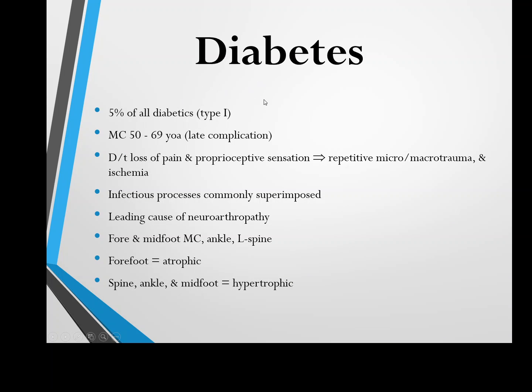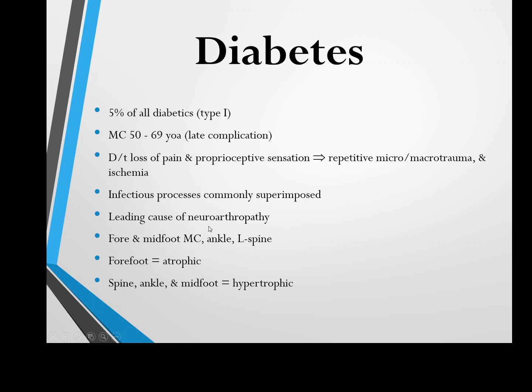Diabetes, approximately 5% of all diabetics, usually type 1, will develop neuroarthropathy. Most commonly seen between the ages of 50 and 69, so it's quite a late complication, later stages of the disease, and it is due to obviously loss of pain and proprioception and sensation to the lower extremities, leads to repetitive micro and macro trauma and eventually ischemia. It can also have an infectious process, it's commonly superimposed. It is the leading cause of neuroarthropathy.